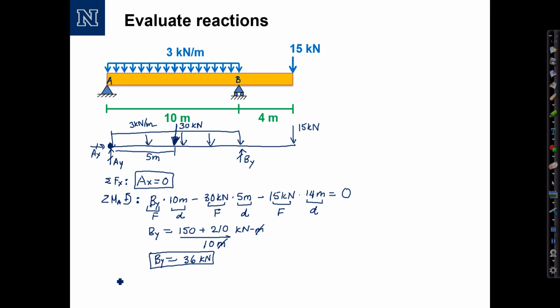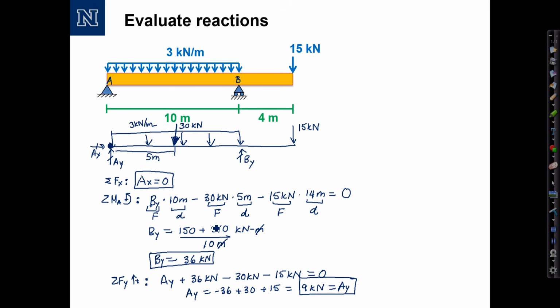Okay, finally I can use the sum of the forces in the y direction to solve for my remaining unknown, A sub y. I'm going to consider upward forces to be positive. I have the unknown A sub y plus B sub y, which was 36 kilonewtons, minus the force due to the distributed load, a resultant of 30 kilonewtons, and minus the concentrated end force of 15 kilonewtons, all equal to 0. Solving for A sub y, bringing the other terms to the right-hand side, negative 36 plus 30 plus 15 is a resultant of 9 kilonewtons.